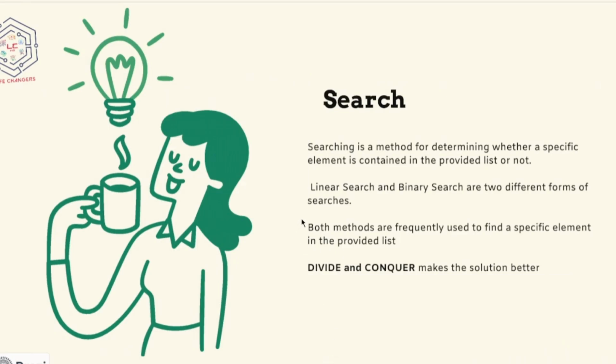Here, searching is a method of determining whether a specific element is contained in a provided list or not. There are two types: one is linear search and the other is binary search. These two different search methods are frequently used to find a specific element in a provided list. I will give you the code for a clear understanding.